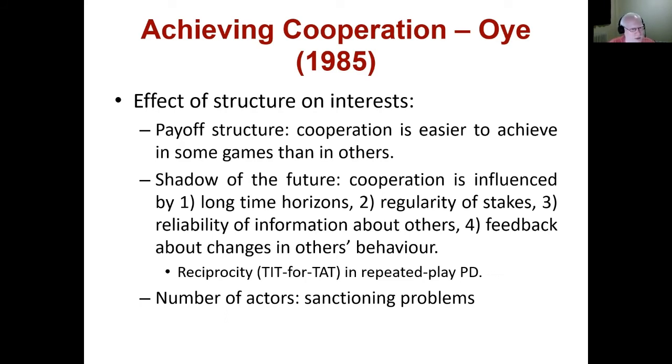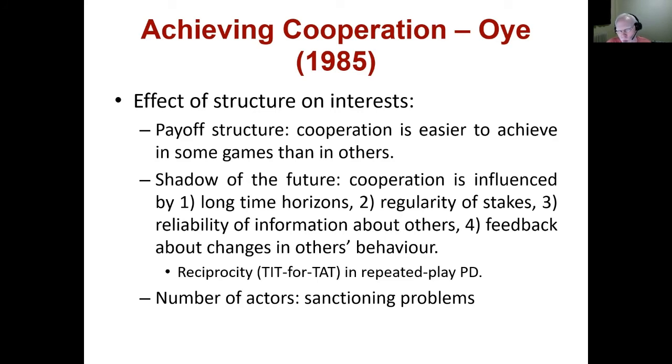The shadow of the future is also going to affect it. Shadow of the future means how much the future weighs on current decisions. So for example, cooperation is influenced by long time horizons. The more times you're going to be interacting with the same person, the easier it typically is to achieve cooperation. In a Prisoner's Dilemma type situation, if you're only playing with the person one time, then you have an incentive to just defect because you're not worried about what they're going to do next time. Worst case scenario is that you end up at the second worst.